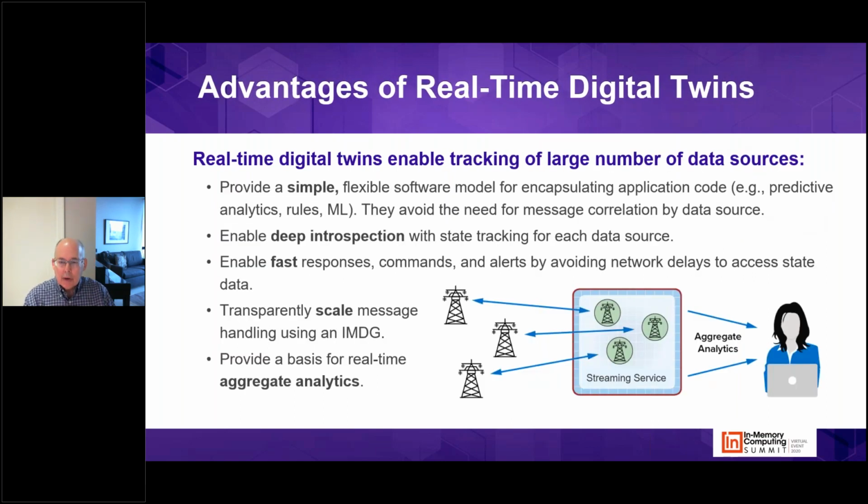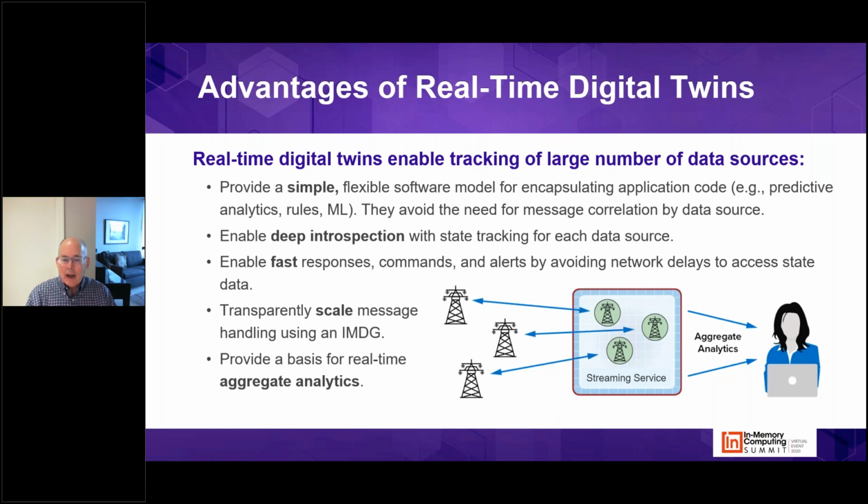So some of the advantages of using a real-time digital twin model are, first of all, they provide a simple and flexible way to track a large number of data sources. They simplify the programming problem by refactoring it such that the concern of the application developer is just on introspecting on the telemetry from a single data source, and that is orthogonal to the problem of doing aggregate analytics. They allow for deep introspection because they provide state about that data source as a first-class citizen of the model. So instead of the application having to cobble together a state mechanism, the state for that data source is automatically held in memory for fast access and made available to the application-specific code. And this enables fast responses, commands, and alerts, typically measured in 1 to 3 milliseconds, because the data about the data source and the derived state is immediately available.